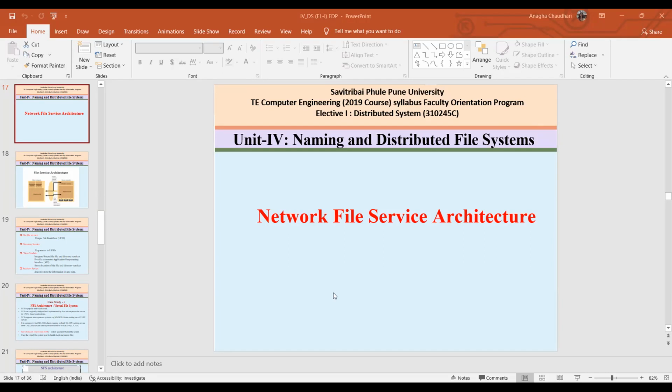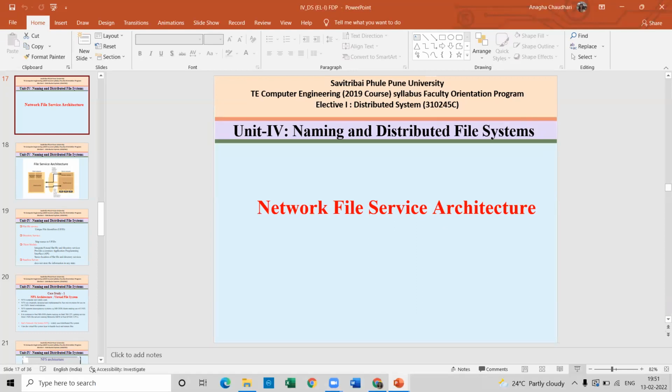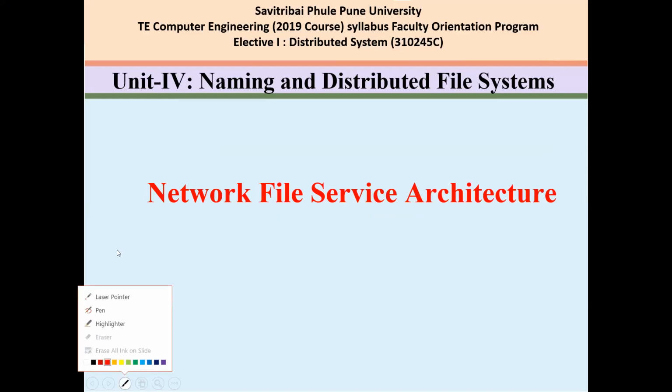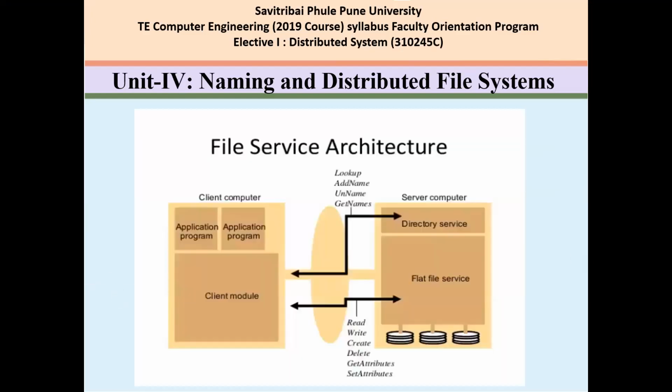So now what is this NFS architecture, or let's say network file service architecture? One second, I'll just make it full screen. Yeah. So when we are saying file service architecture, we'll come to the network part afterwards, but let's focus on the file service part. File service architecture basically consists of one client computer machine and another, the server computer machine. You can see on the left hand side the client computer and on the right hand side the server computer.